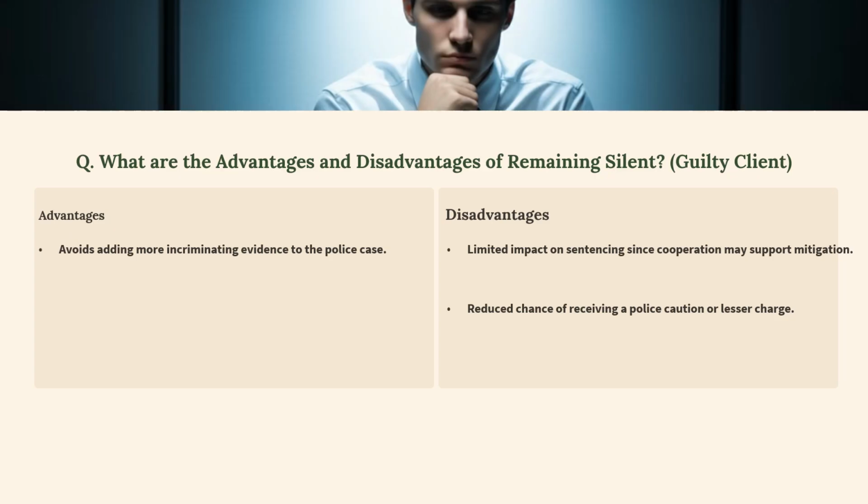So the question then is what are the advantages and disadvantages of remaining silent? This is for the guilty client who admits committing the offence to his solicitor prior to the police interview. The advantages are avoids adding more incriminating evidence to the police case, and the disadvantages are it has limited impact on sentencing, since the alternative, which is cooperation, may support mitigation, and it reduces the chance of receiving a police caution or a lesser charge.